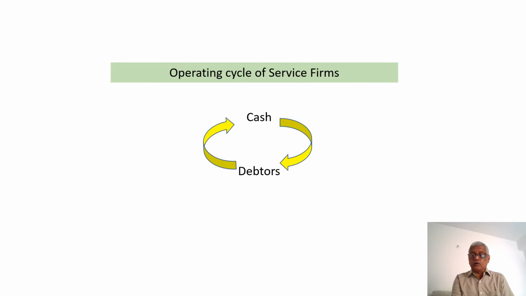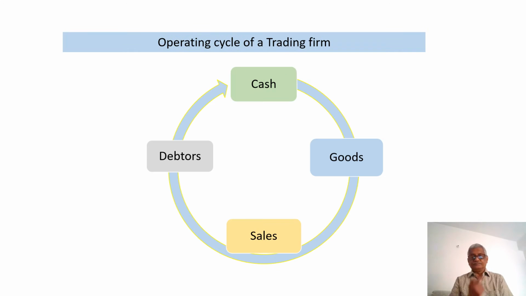Now let us understand the operating cycle of a trader. The trader has cash. He purchases the goods and he sells them. When he sells, if it is on cash, it becomes cash. Suppose he sells on credit, it becomes a trade debtor. Only when the trade debtor makes payment does it become cash. So this cash to cash cycle is known as the operating cycle.